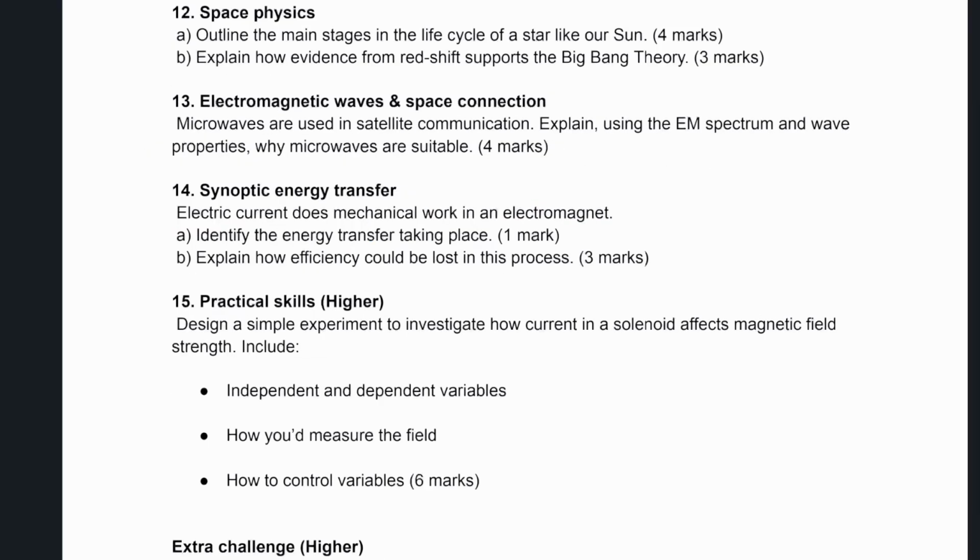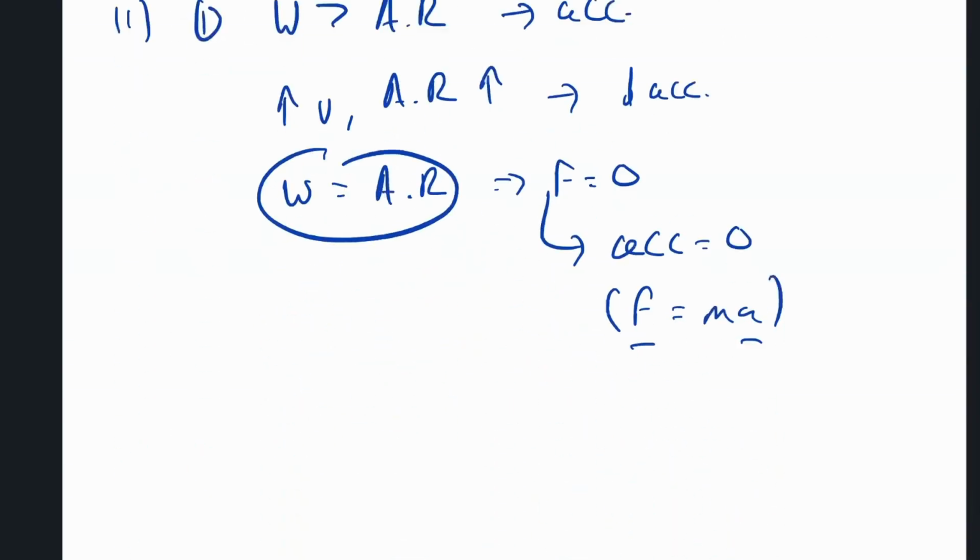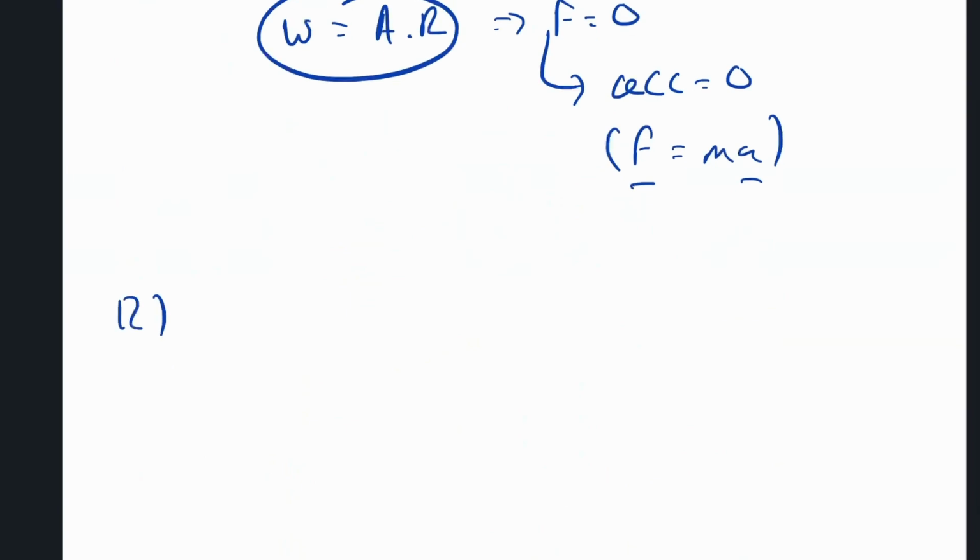Okay. Question 12 then, space physics. Outline the main stages in the life cycle of a star like our sun. Go ahead and write this one out just like we did for the other one. So for question 12 then, the main stages for the life cycle of a star, just like our sun, well, you start off with a nebula, and this develops into a protostar.